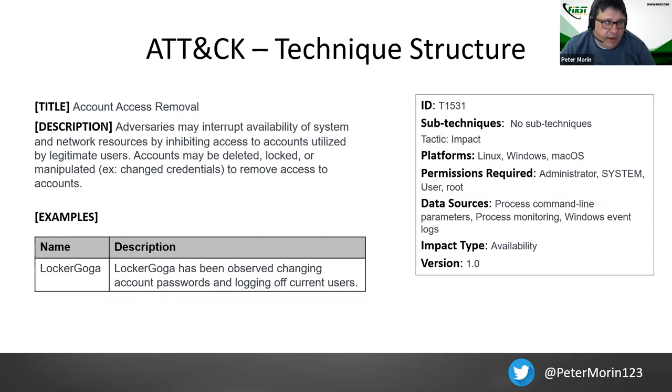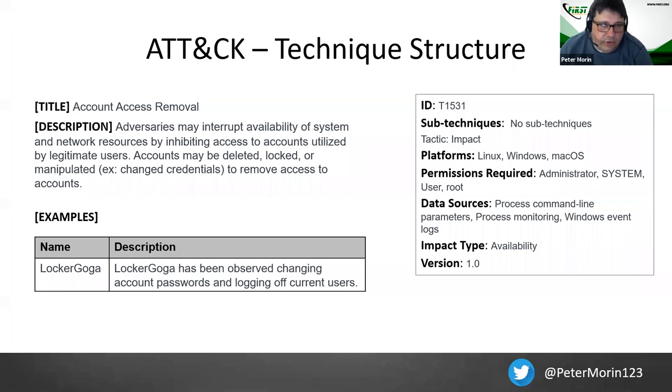What they do is provide a description of the actual technique. They give you some examples of where this is being used, in this case, LockerGoga. And then they provide a bunch of details, like there's an ID assigned to it, any sub-techniques, the tactic, the platforms it's applicable to, what permissions are required. So it gives you an indication of whether or not elevated privilege is required to actually execute this technique. The data source, the impact type, and obviously the version.